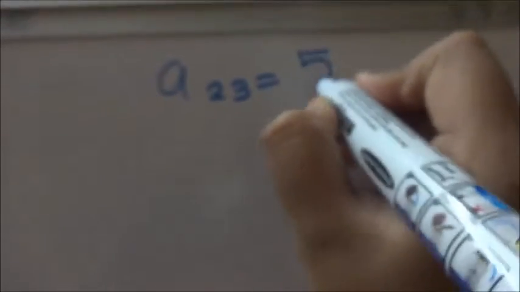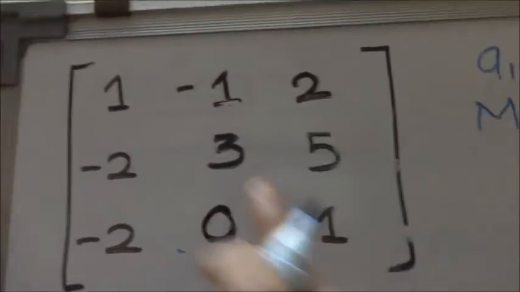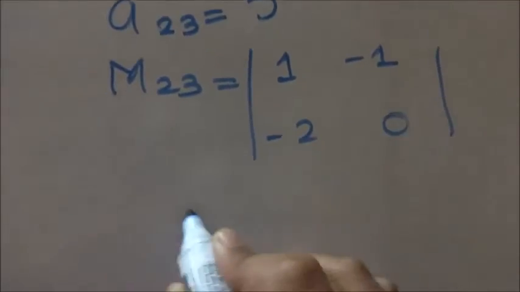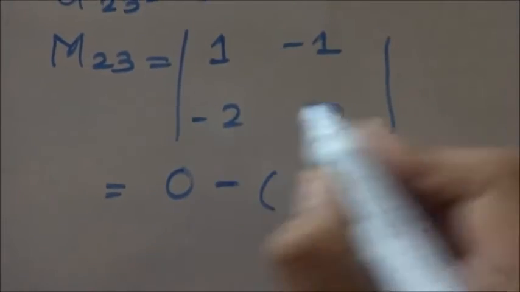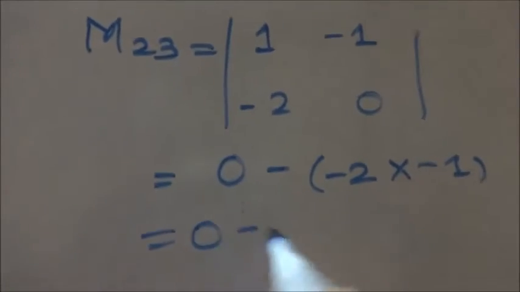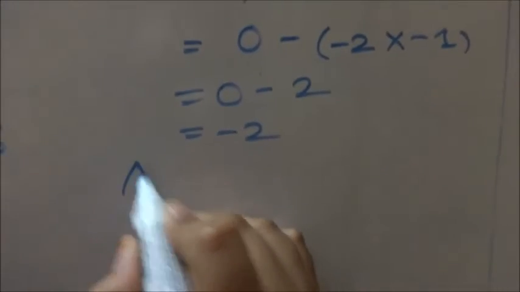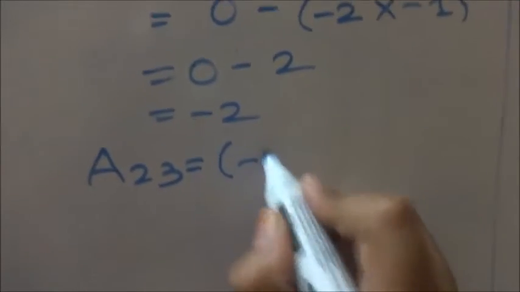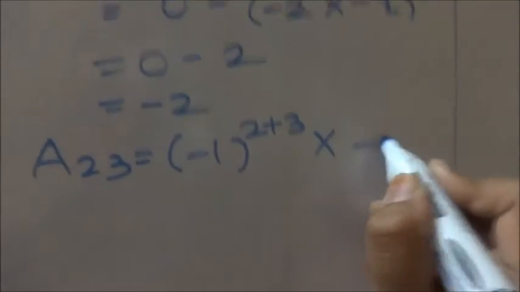23. Now for A23, number lying on intersection of second row, third column, that is 5. So I will write it down here. Next one is M23. I have to create a determinant again. Numbers except from second row, third column, that is 1, minus 1, minus 2, 0. I will write it down rapidly here. 1 into 0 is 0, minus 2 into minus 1, 0 minus 2, that would be minus 2. Now A23, that would be minus 1 raised to 2 plus 3 into minus 2.